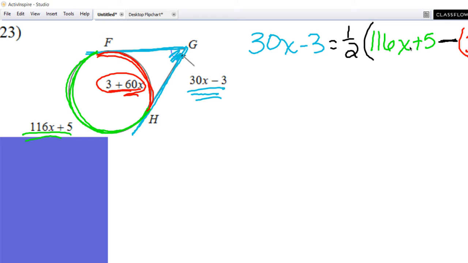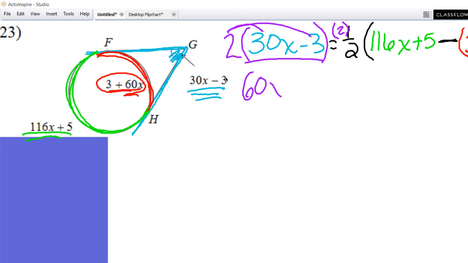So the next thing I want to do is get rid of the 1/2 just because it makes it look better. I'm going to get rid of the 1/2 by multiplying by 2. Remember, we went over this. Notice how on this side there's two terms, so I'm going to multiply 2 times both numbers. 2 times 30x gives me 60x. 2 times negative 3 gives me negative 6. Put our equal sign. Now that's gone.